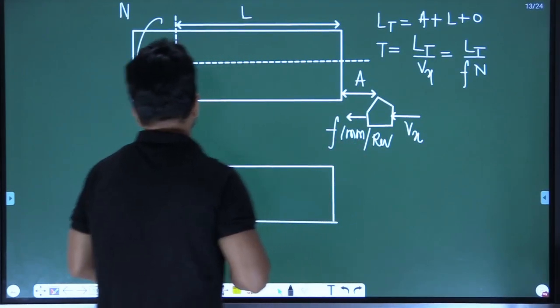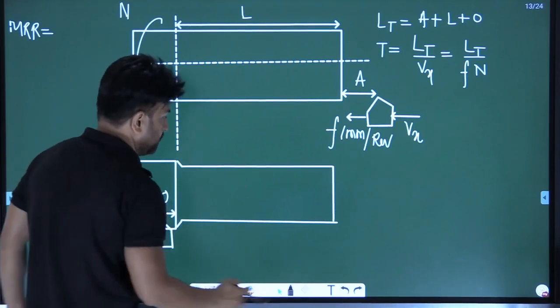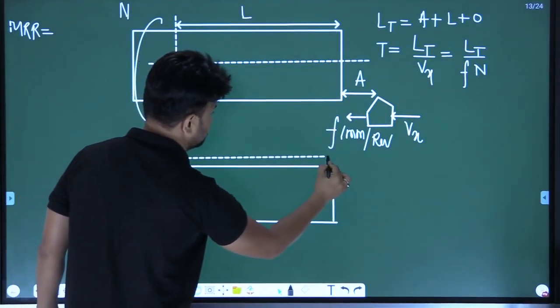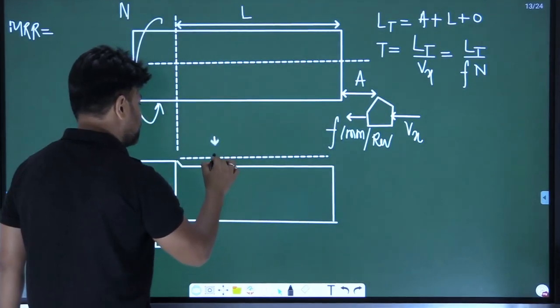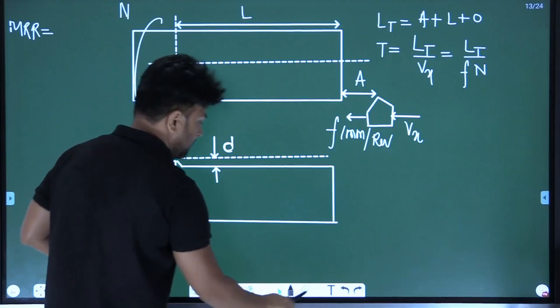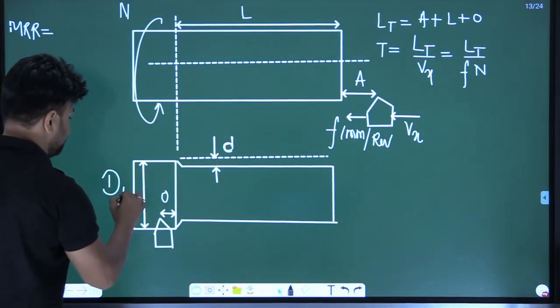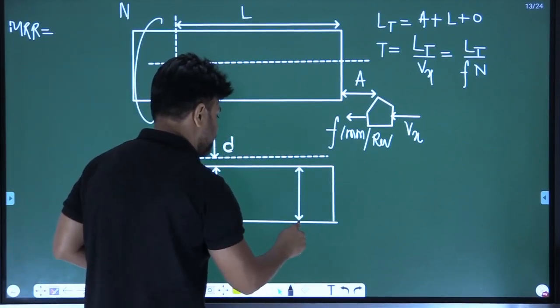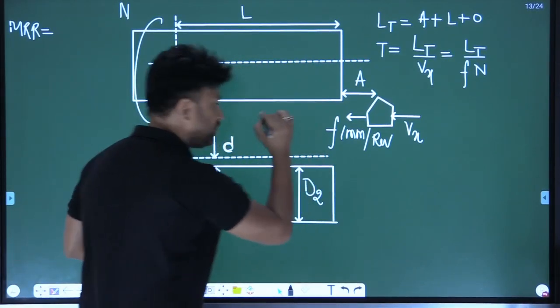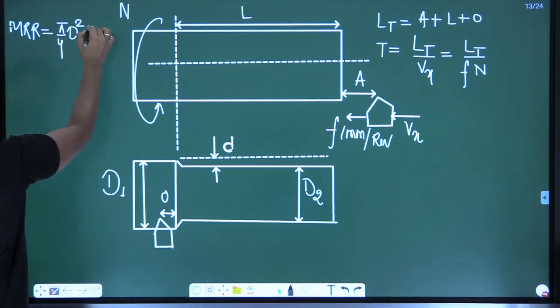Now what will be the material removal rate, the MRR? You can see that if you cut this much depth of cut, that is small d, and here this is the initial diameter, that is D1, and this is the diameter which you get after turning, that is D2, right? So the material removal rate is pi by 4 D1 square minus pi.